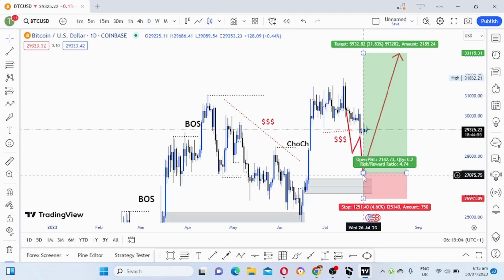A confirmation entry is like this: in our SMC, we wait for a change of character to happen. First, there must be a break of structure, and then after the break of structure, you wait for price to pull back to that certain zone. Then you switch to a lower time frame, M15, M30, M1, H1, H4, and wait for a change of character. After the change of character, you wait for price to pull back, and after the pullback, you buy. That is a confirmation entry.